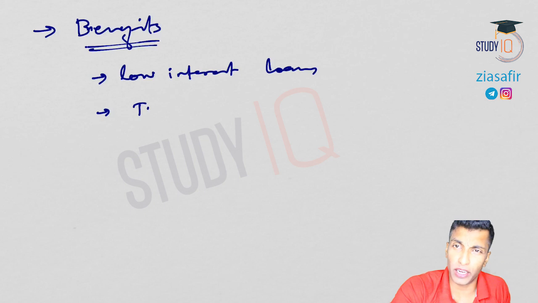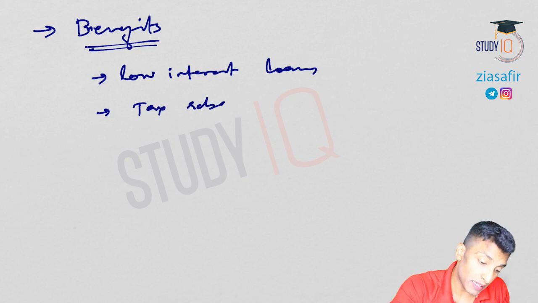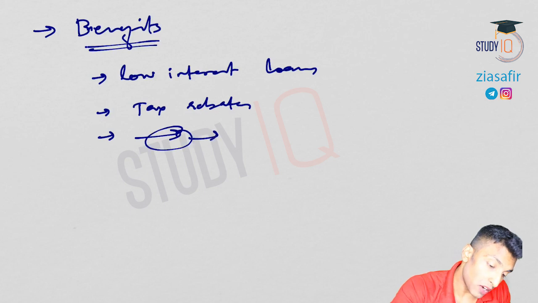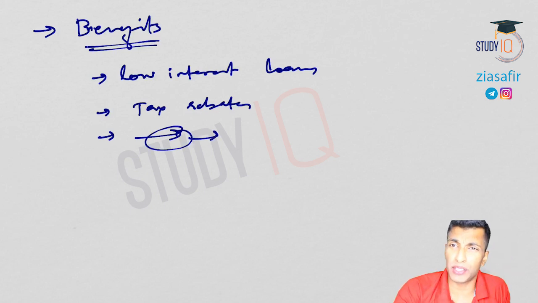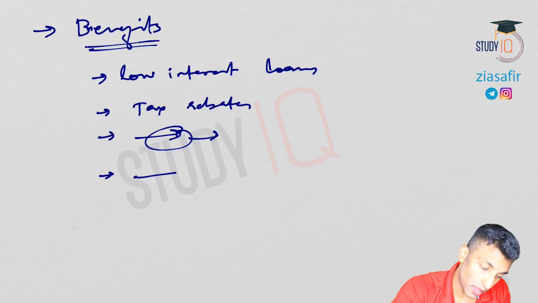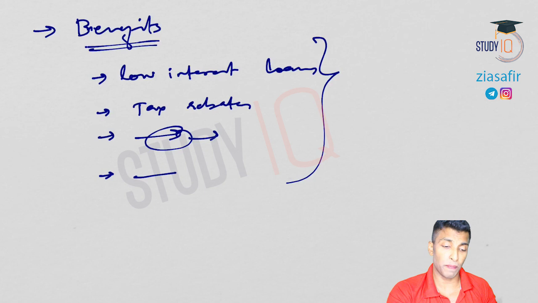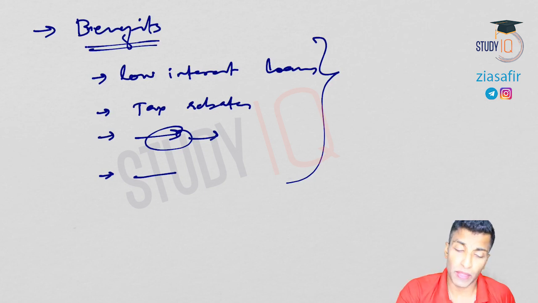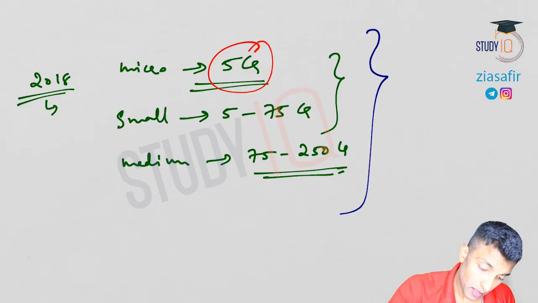I have discussed this in the beginning of the session. And then tax rebates. Then many government tenders are only open to MSME industries. Then higher preferences for government licenses and certifications. So these are some common points which you can write. So these are the benefits of MSMEs.